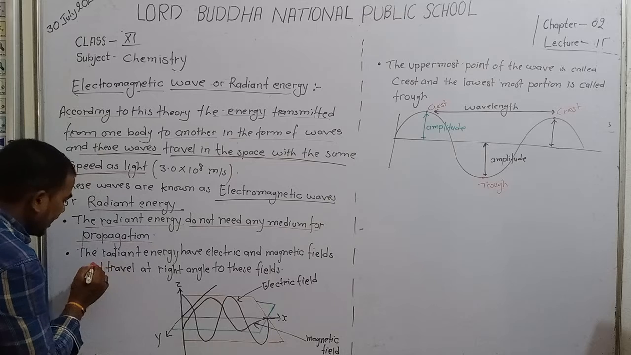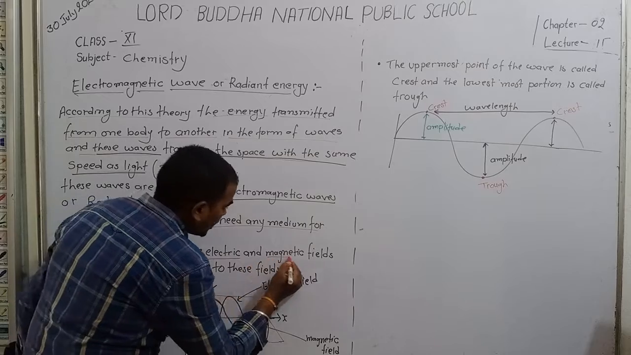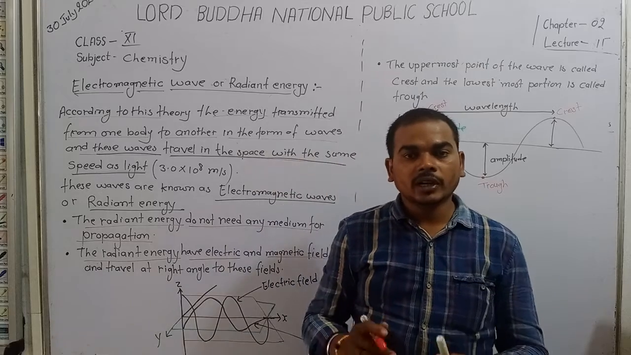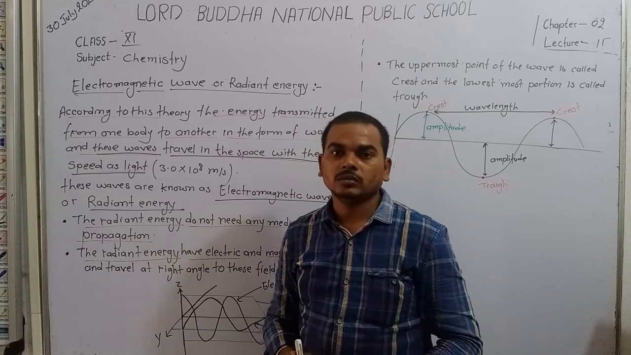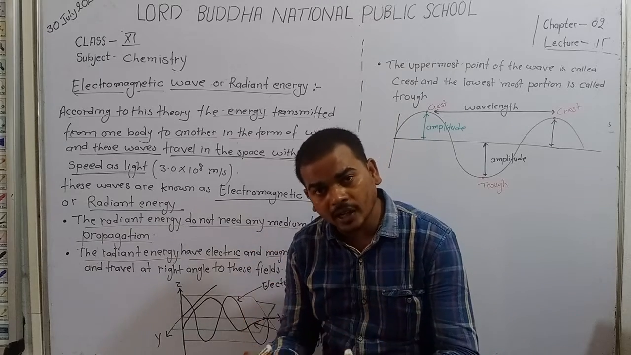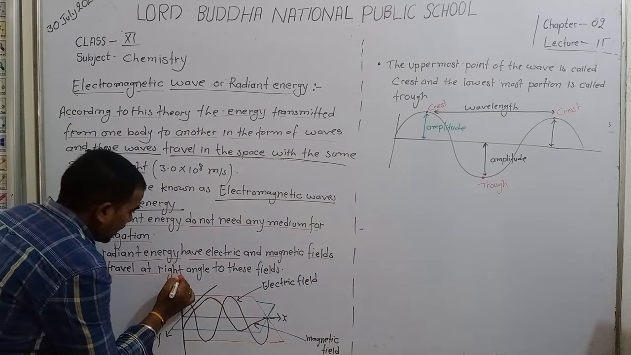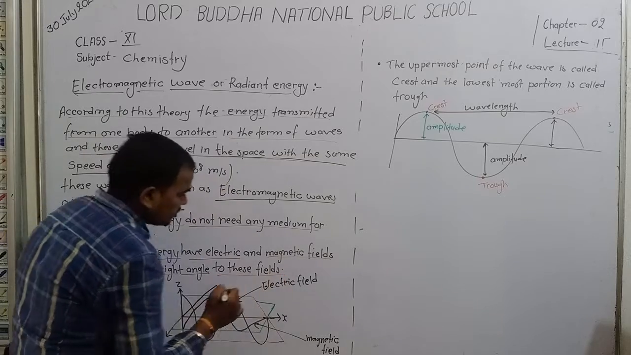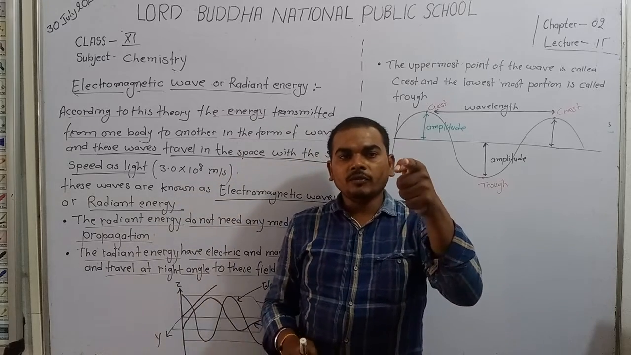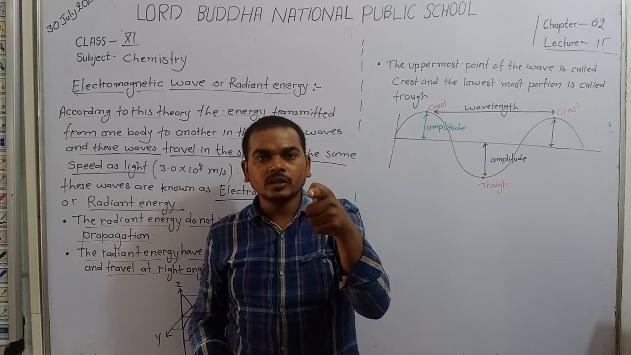Now, radiant energy has electrical and magnetic fields. Yes, students, all radiant energy contains an electric field as well as a magnetic field, and it travels at right angles to these fields. This is the direction of propagation of radiant energy.